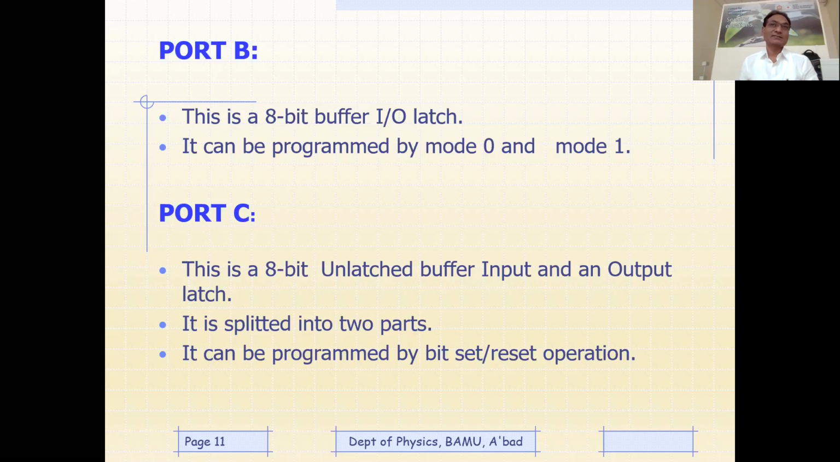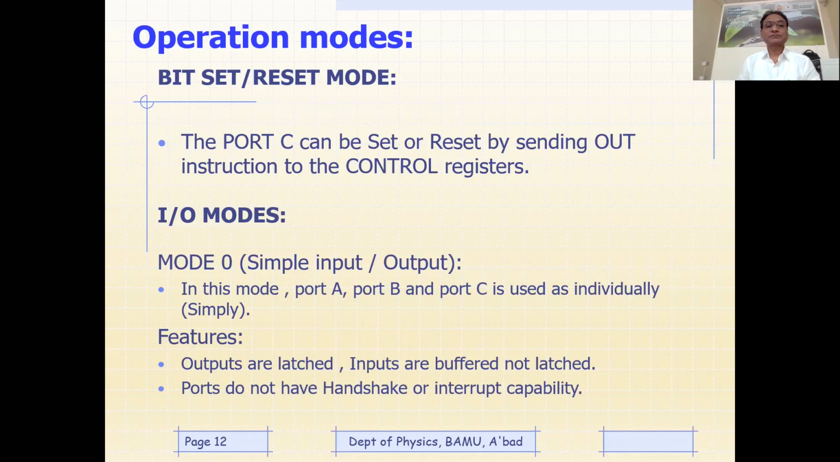BSR means bit set and reset mode. Port A and port B cannot be used in BSR mode, whereas port C can be used in BSR mode, wherein individual bits can be controlled as per our requirement, and devices can be operated accordingly.